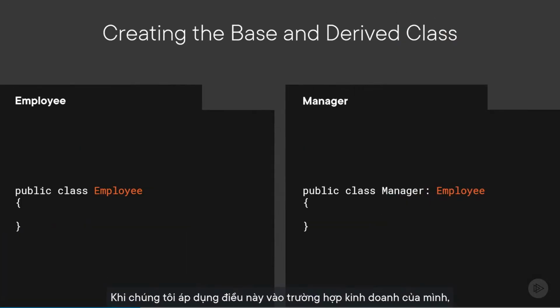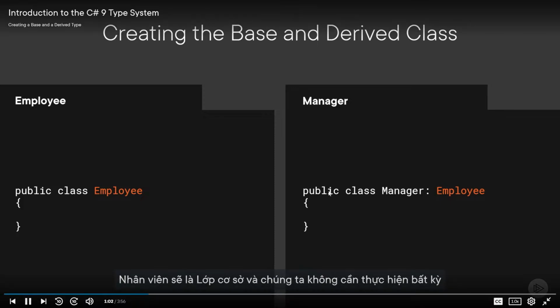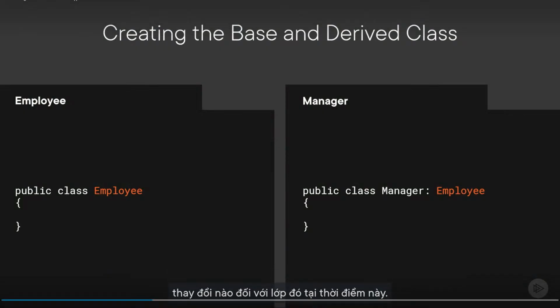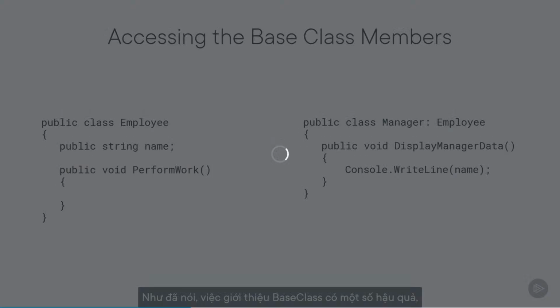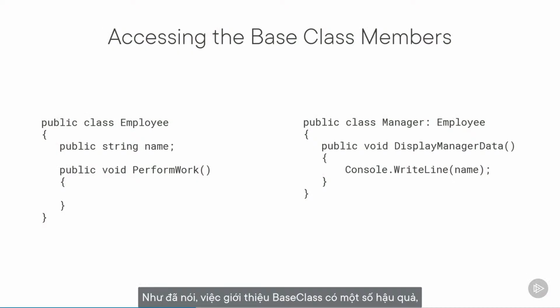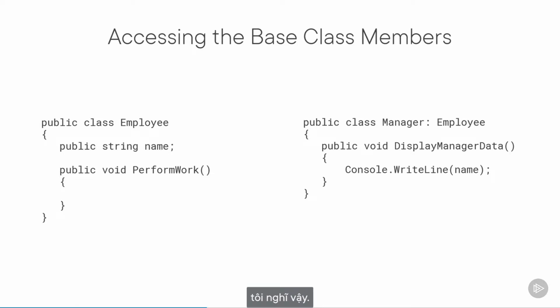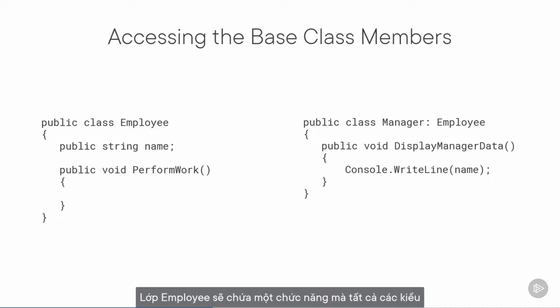When we apply this to our business case, employee will be the base class, so we don't need to make any changes to that class at this point. Then we'll bring in another class, manager, and that will inherit from employee. It has a colon and then employee as its base type. Manager is now the derived class and employee is the base class. As said, introducing a base class has a number of consequences, which is pretty much why we would add inheritance, I think. The employee class will contain the functionality that all inherited types will gain because of inheriting from it.